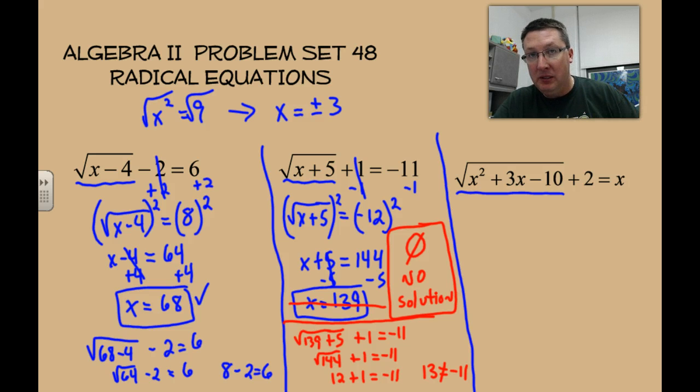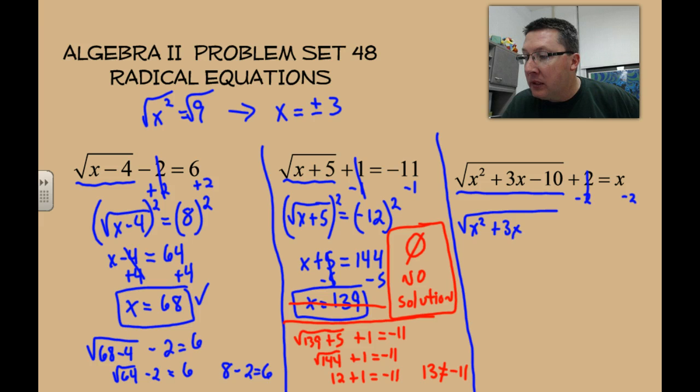Follow the same steps. So my first step was I want to isolate the radical. So plus 2 needs to go away. To make it go away, I subtract 2. That leaves this square root of x squared plus 3x minus 10 equals x minus 2. Okay, next step. We're going to get rid of the square root, so to do that, we need to square both sides of the equation.